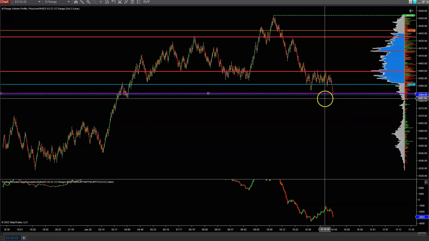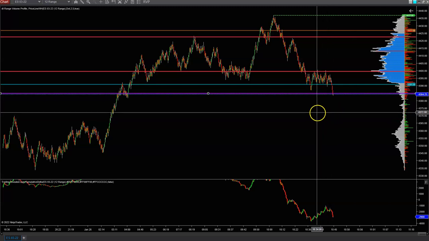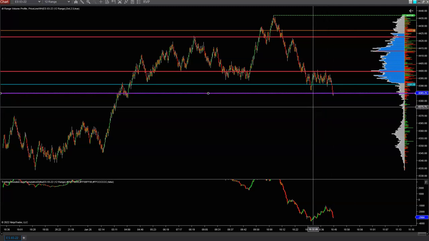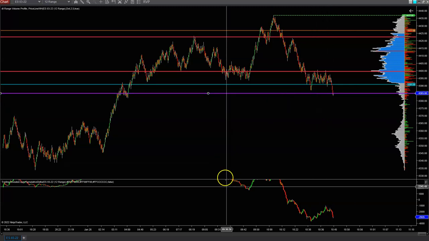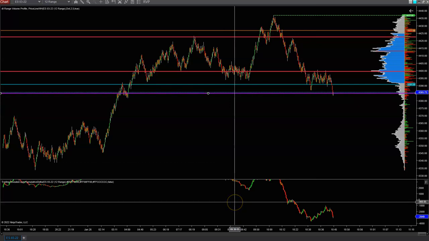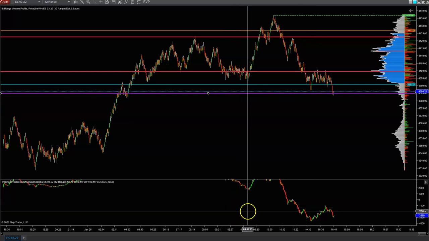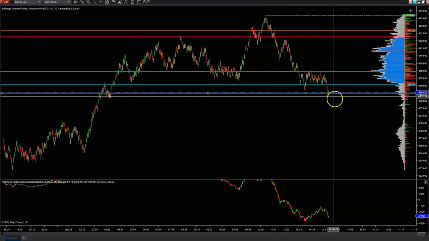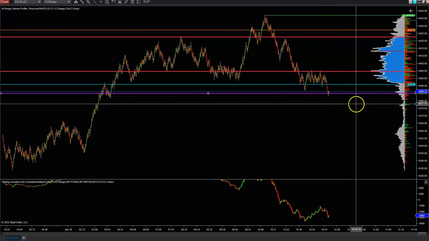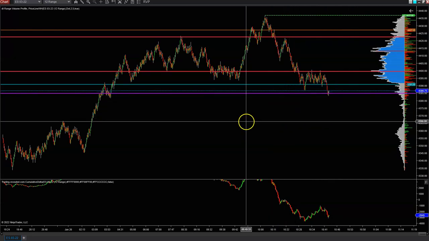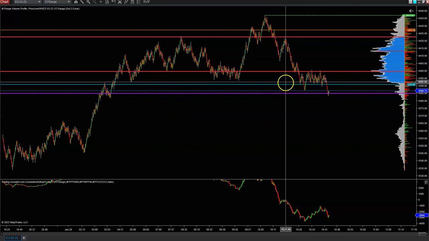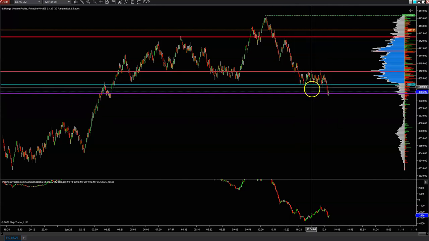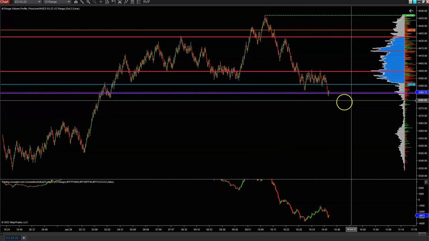Good, push lower, breaking lower. Okay, all right. Okay, we have resistance right above us, so be careful here.